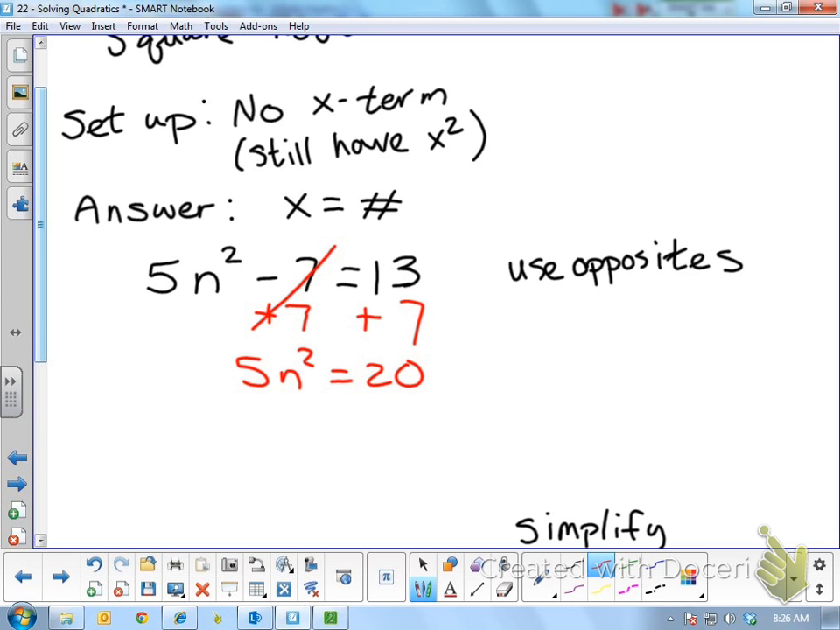Okay, so next step, how do I get rid of the 5? Divide 5 on both sides because that was 5 times n squared. We're doing opposites, so the opposite of multiplying by 5 is dividing by 5. So we divide by 5 on both sides. We get n squared equals 4.